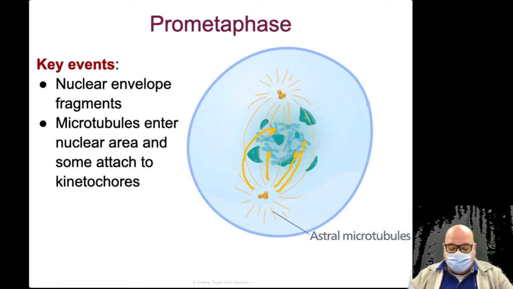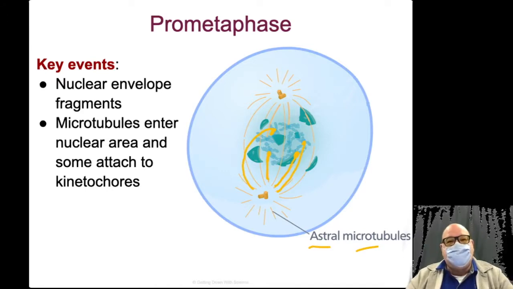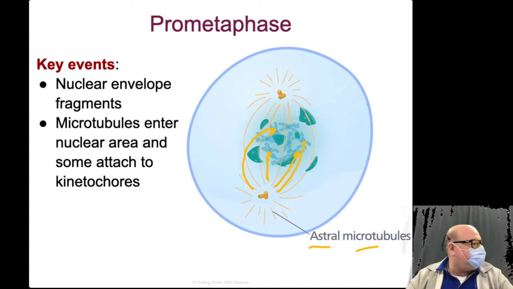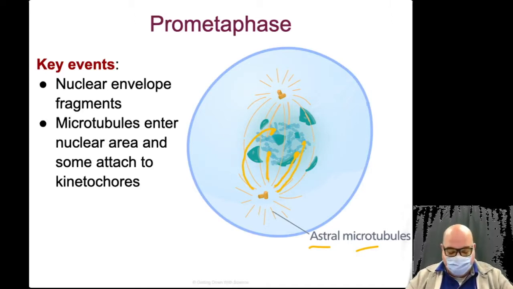Now, they call these astral microtubules. What's that thing on the keyboard when you hit Shift 8? An asterisk. So astral means star-like, like astronauts, astronomy. These things look like stars because they have all these lines coming out of them.